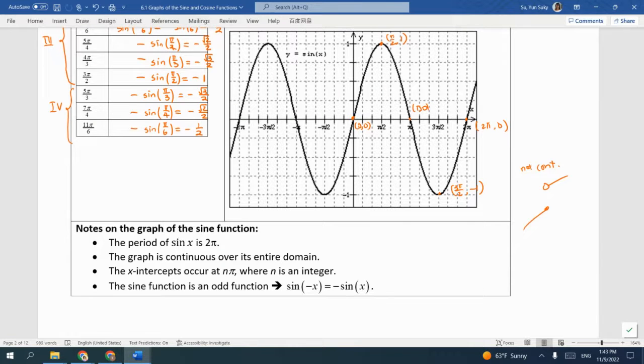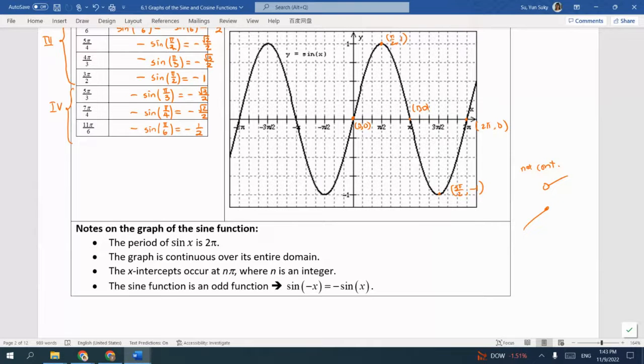And the x-intercept. Look at the x-intercepts. We have 0, pi, 2 pi. It's actually multiples of pi. So therefore, the x-intercepts occur at n times pi, where n is an integer.